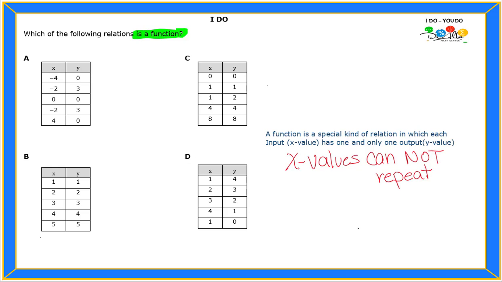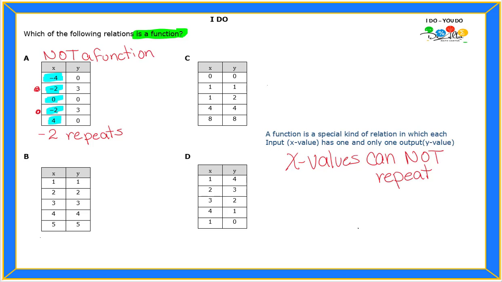So let's look at letter A. I'm going to focus only on the x values. Okay, so let's look at those numbers and let me know if you see any number that repeats. So we can see that -2 repeats. It is right here, -2 and -2, right? Therefore, this is not a function.